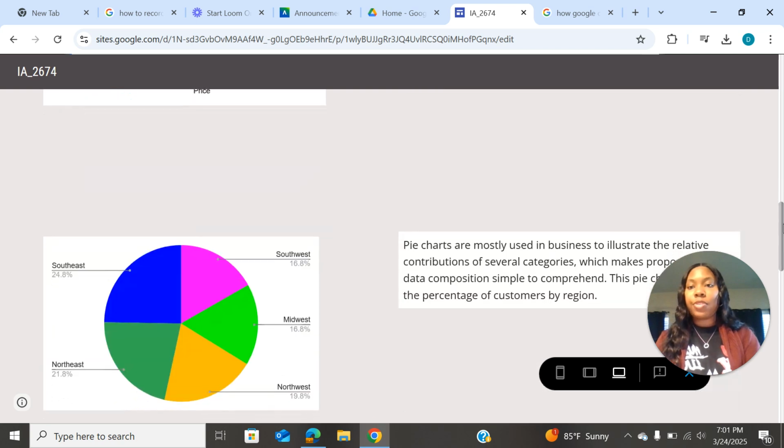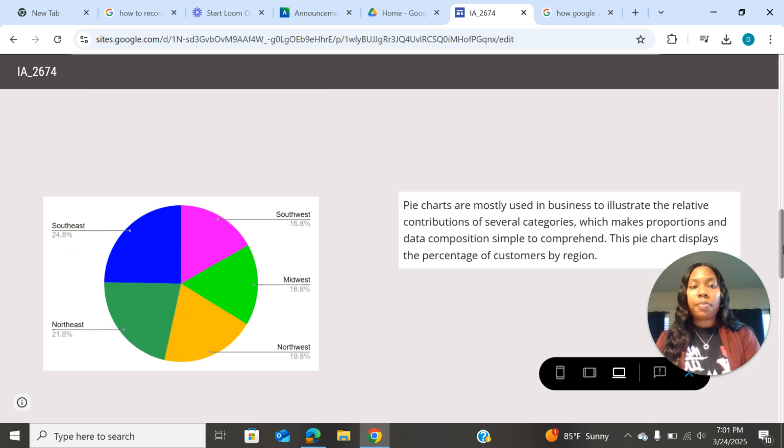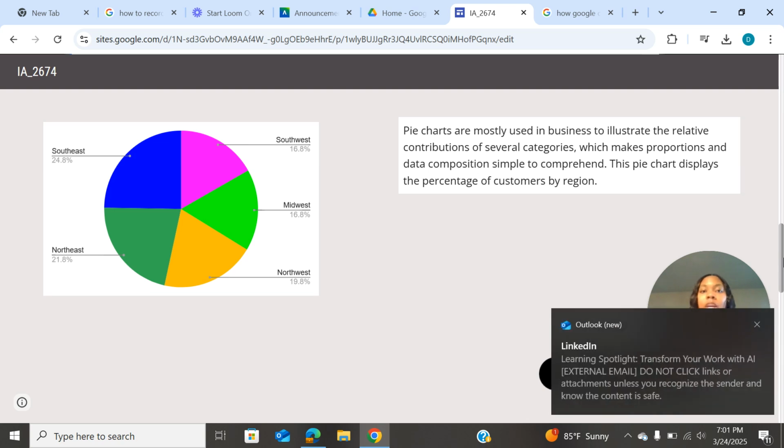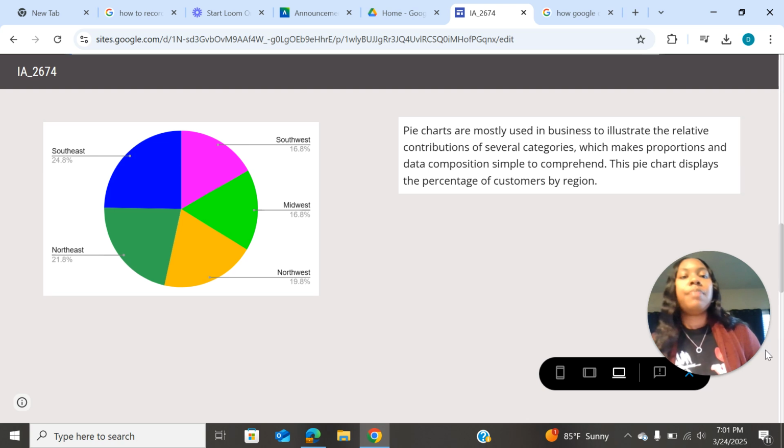Let's go to our third chart right here, which is a pie chart. Pie charts are mostly used in business to illustrate the relative contributions of several categories, which makes proportions and data composition simple to comprehend. This pie chart specifically displays the percentage of customers by region. And this is by region because they have both in-store and online sales.